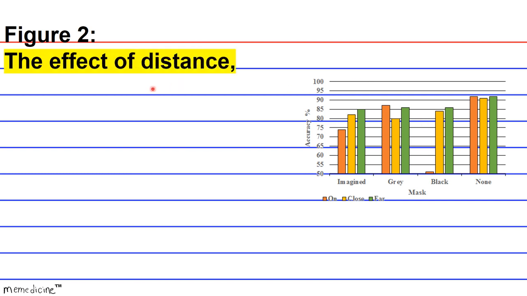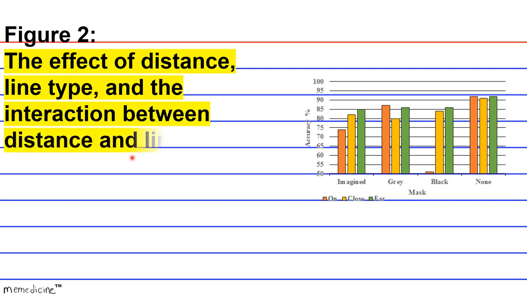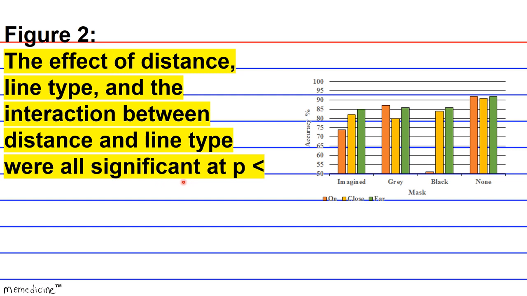The effect of distance, line type, and the interaction between distance and line type were all significant at a p-value of less than 0.001. And some of you may be wondering, like, what's this p-value all about? So let's just do a quick aside on statistics.